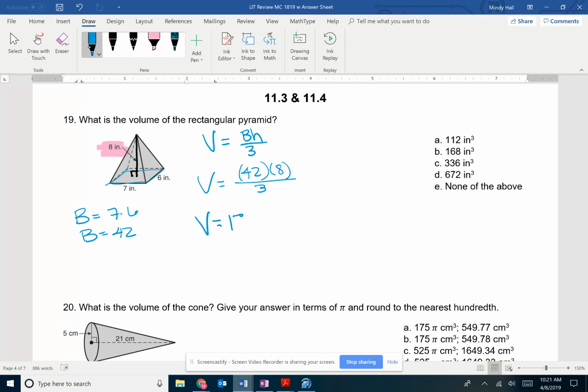And by the way, if you're just passively watching this video and just kind of getting the information, that's fine. But just keep in mind that you need to make sure that you are able to do these calculations with a calculator so that you can make sure you actually can do it on your own. But then that's 112 inches cubed, which would give me answer A.